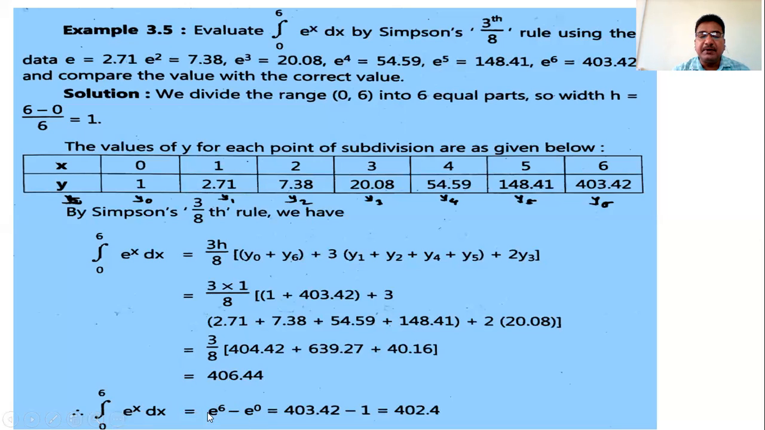The value at the upper limit is e raised to 6, minus the value at the lower limit, e raised to 0, which is 1. So e raised to 6 minus 1, and the answer is 402.4. And we can also find the error. The subtraction of these two answers is the error.